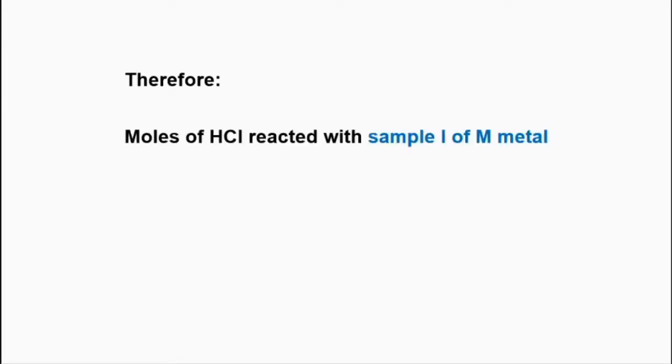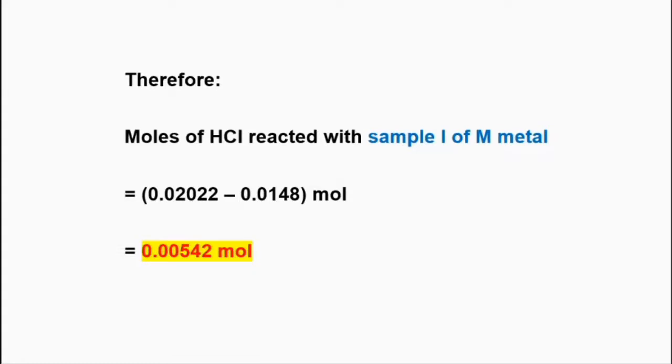From there, we can say that in order to determine the moles of HCl reacted with sample 1 of M metal, we can simply take the moles of HCl available minus the moles of unreacted HCl, so 0.02022 minus 0.0148 moles, and we are going to get 0.00542 moles of HCl reacted with M. Remember, this is the moles of HCl reacted with M.